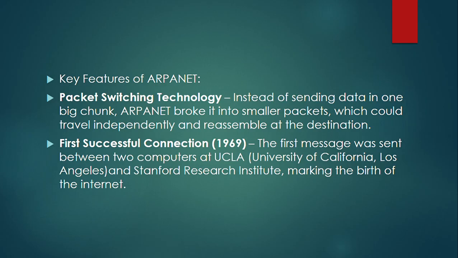So here's the key feature of the ARPANET: packet switching technology. Instead of sending data in one big chunk, ARPANET broke it into small packets which could travel independently and reassemble at the destination. The first successful connection was in 1969. The first message was sent between two computers at UCLA, or University of California, Los Angeles, and the Stanford Research Institute, marking the birth of the internet.